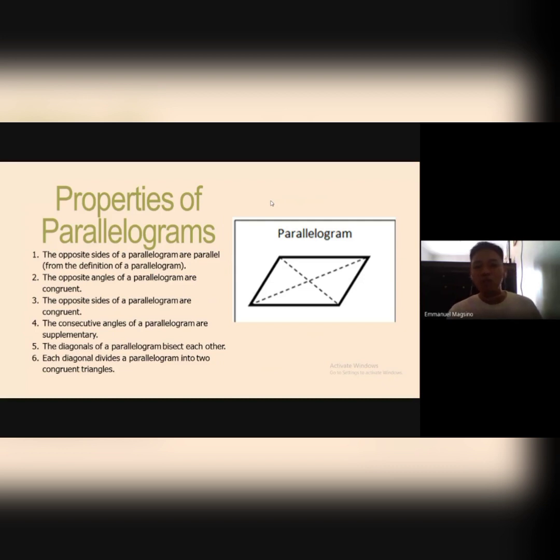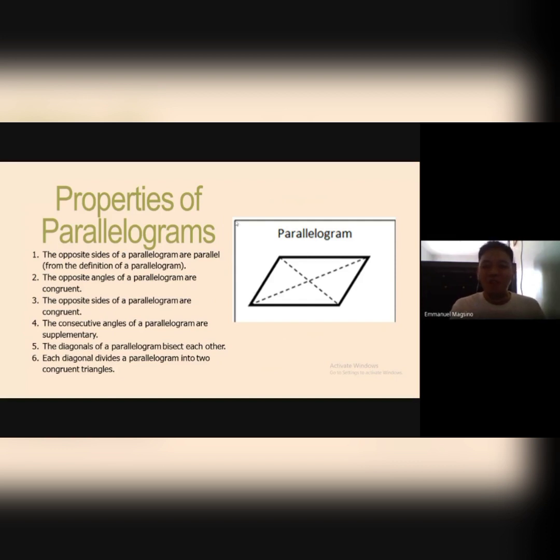But before we proceed to our first property, ano ba yung definition ng parallelogram? Kapag sinabi natin parallelogram, okay, from the word parallel. So yung parallel or parallel lines, these are lines that do not meet or do not intersect. Kumbaga ba sa relasyon, hindi sila magtagpo.